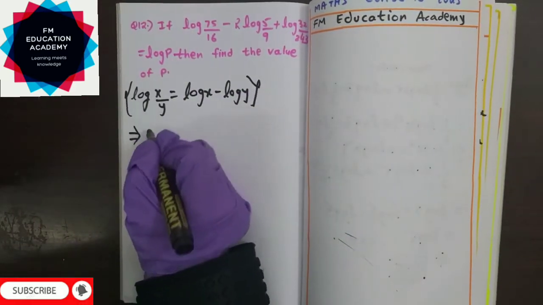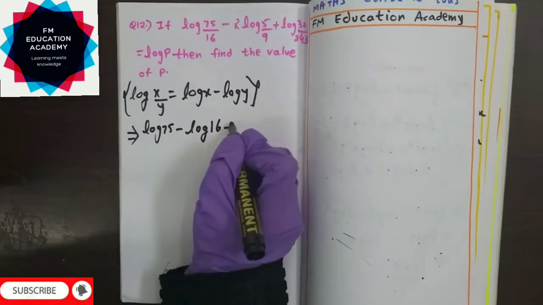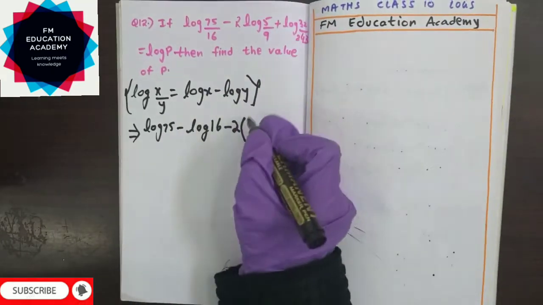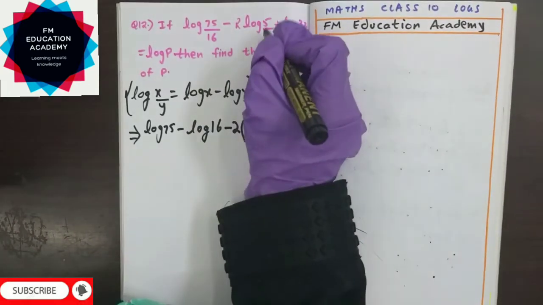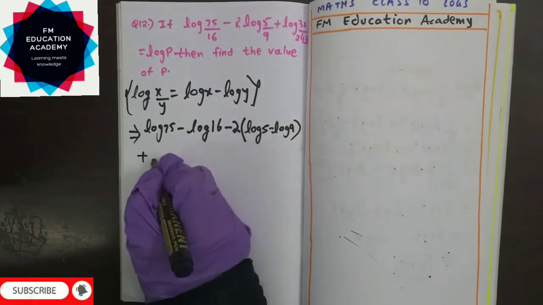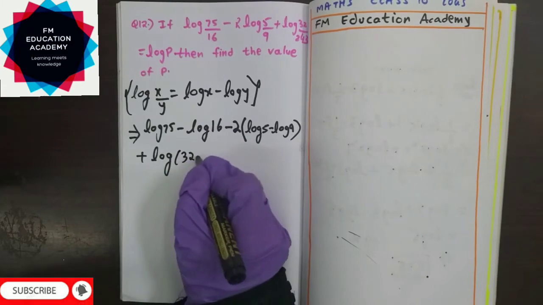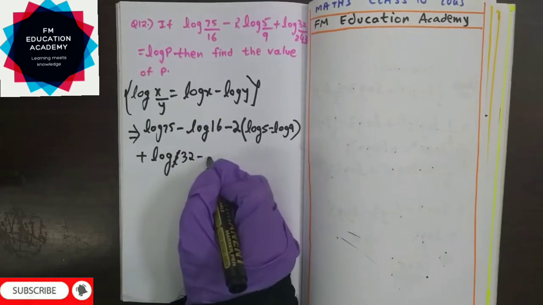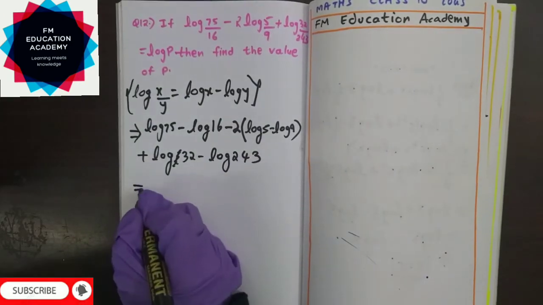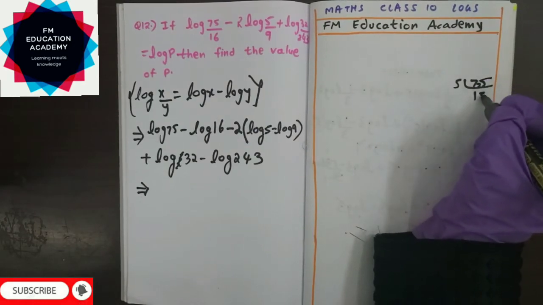So I will write this as log 75 minus log 16. Then minus 2 is there. It means the minus and the 2 belong to the whole fraction. So log 5 by 9, again in the form of log x by y, is log 5 minus log 9, plus log, again this is the form of log x by y, that is log 32 minus log 243.